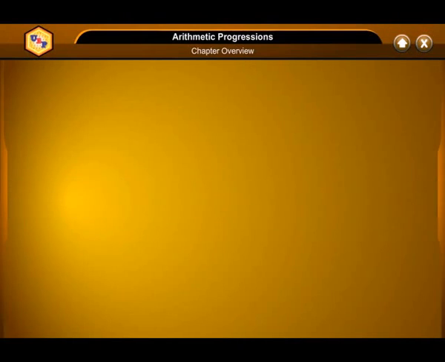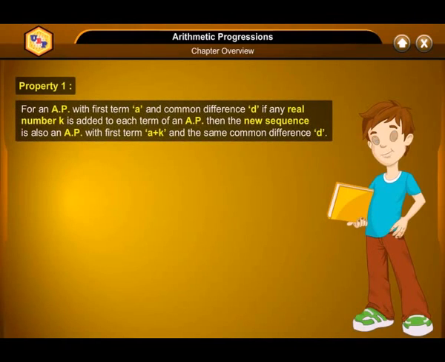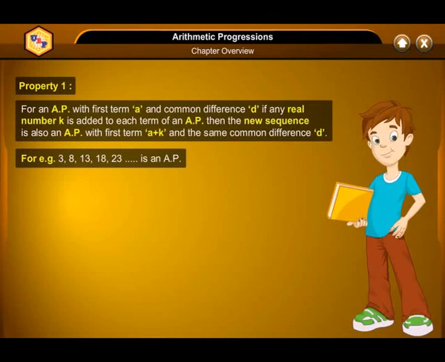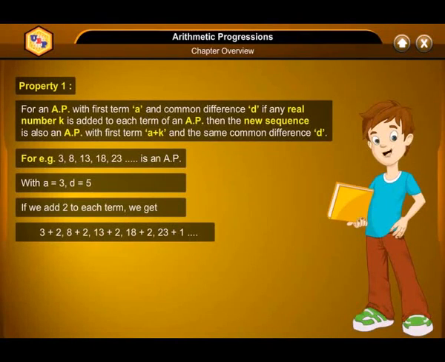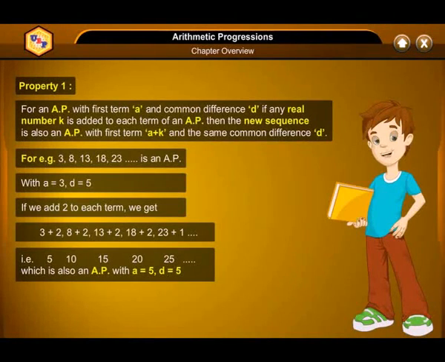Properties of an AP. Property 1. For an AP with first term a and common difference d, if any real number k is added to each term of an AP, then the new sequence is also an AP with first term a plus k and the same common difference d. For example, 3, 8, 13, 18, 23 is an AP with a is equal to 3, d is equal to 5. If we add 2 to each term, we get 3 plus 2, 8 plus 2, 13 plus 2, 18 plus 2, 23 plus 2. That is 5, 10, 15, 20, 25, which is also an AP with a is equal to 5, d is equal to 5.